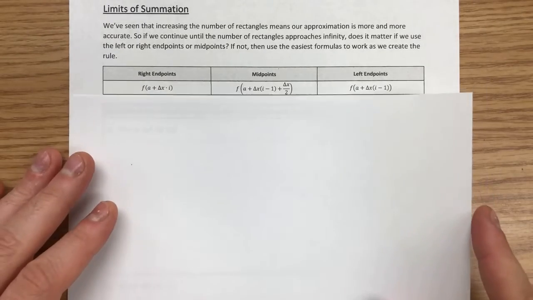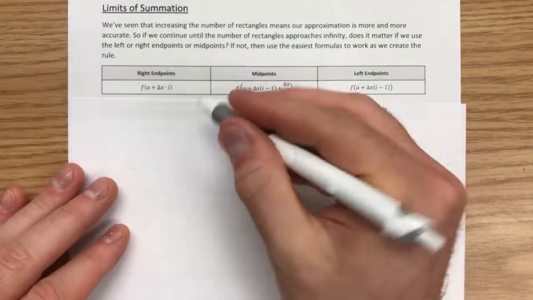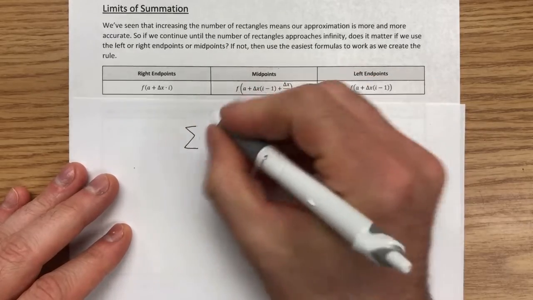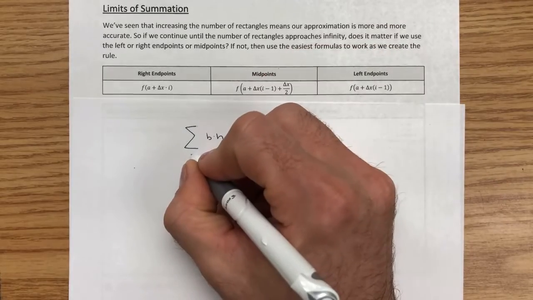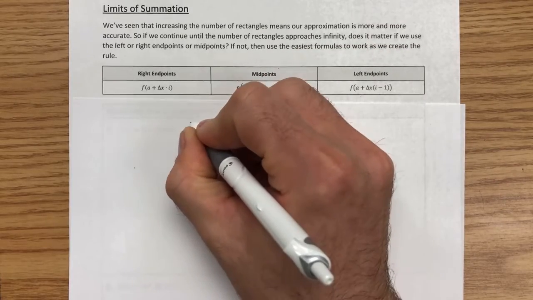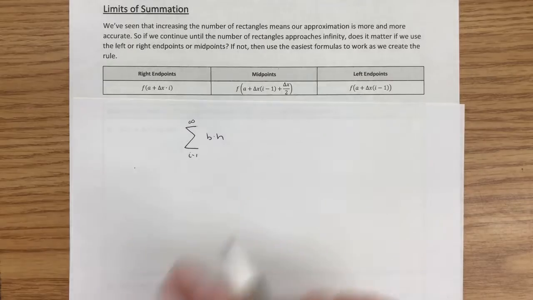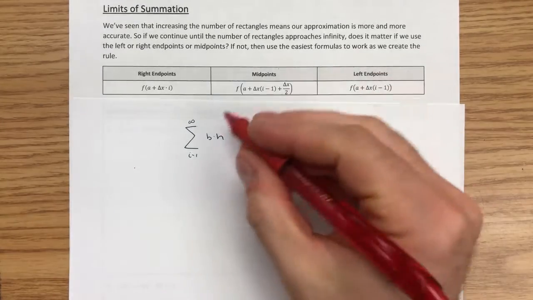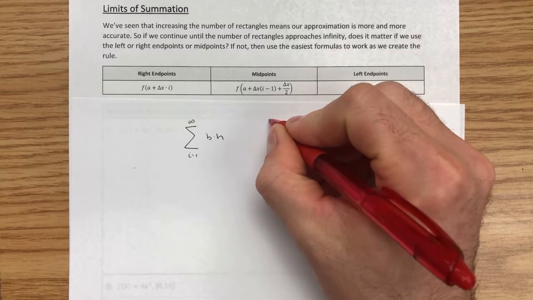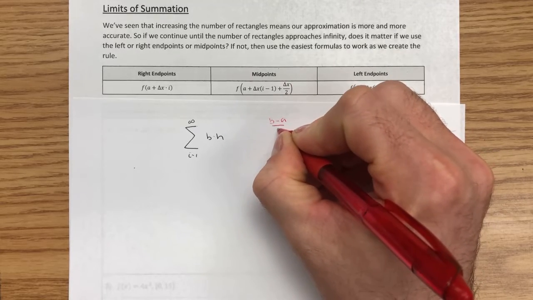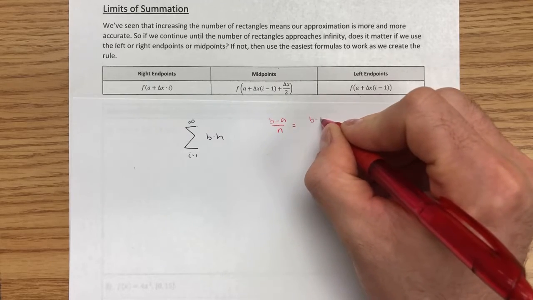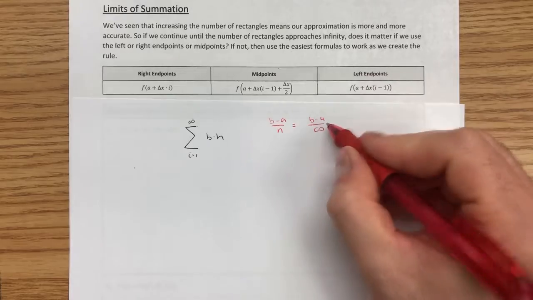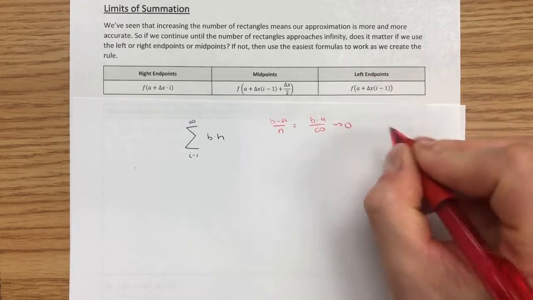Well, as we take a short aside, we know that we're summing the base times the height. And we know that if we're looking at the number of rectangles from 1 to infinity of any type of value, something's going to happen to our base. We know the base is going to be wherever the endpoint is, so let's say b minus a all over n, and if n is infinity, that is going to be b minus a over infinity. That's going to reduce down to 0.